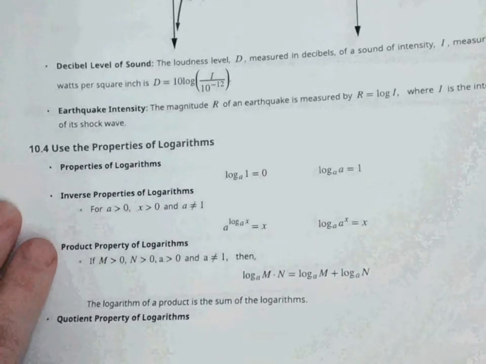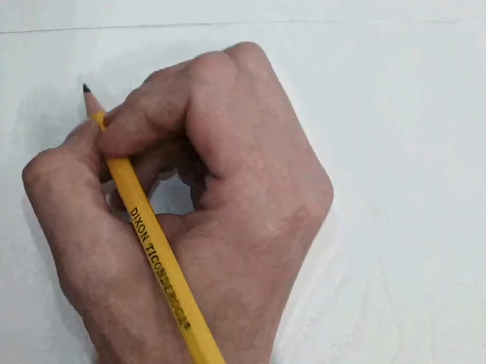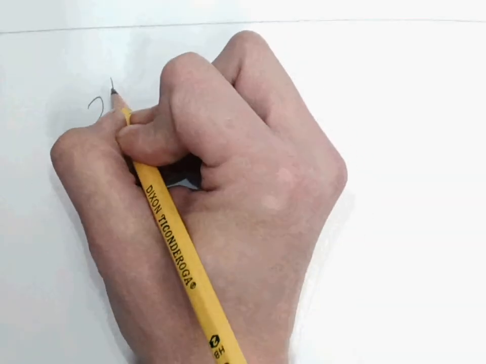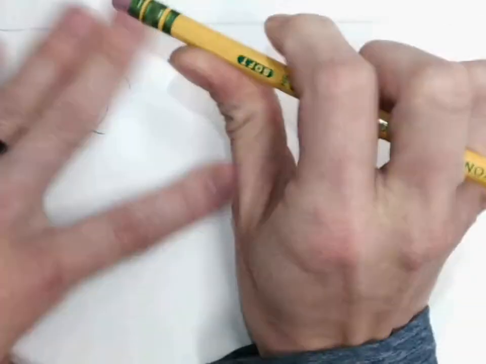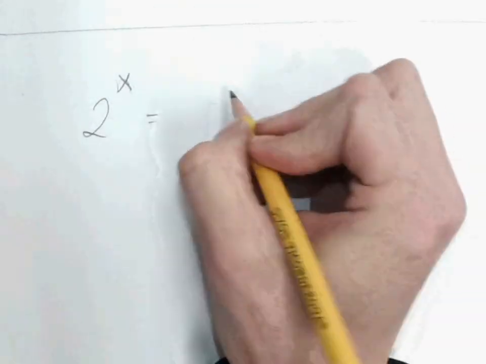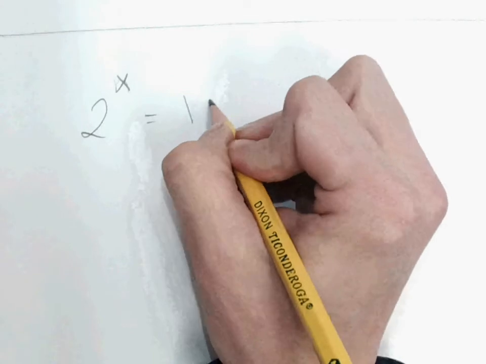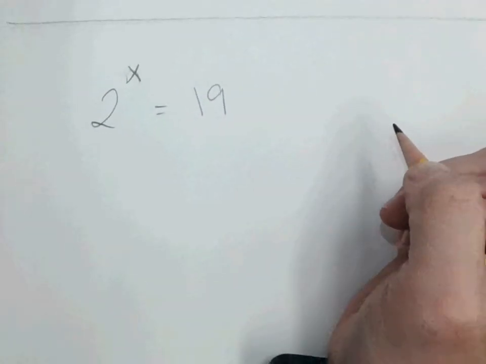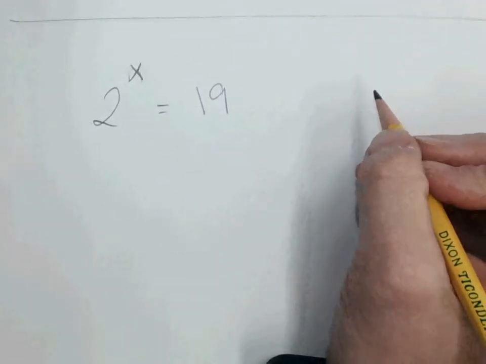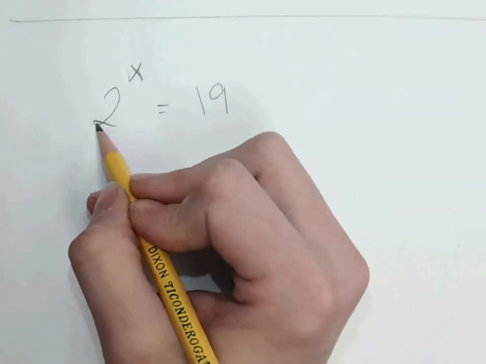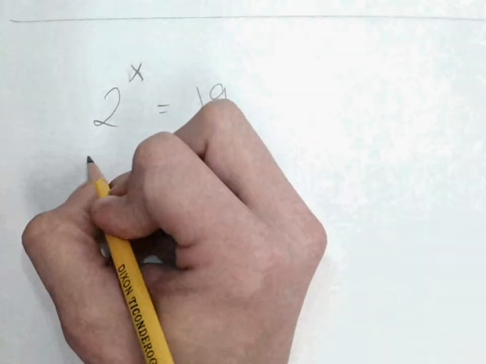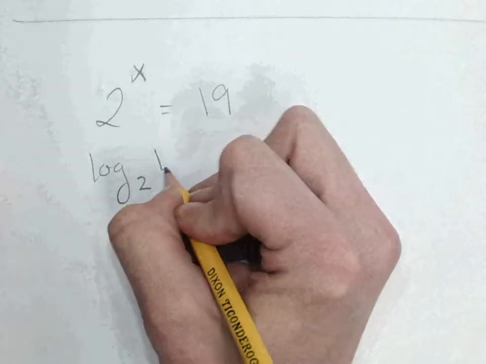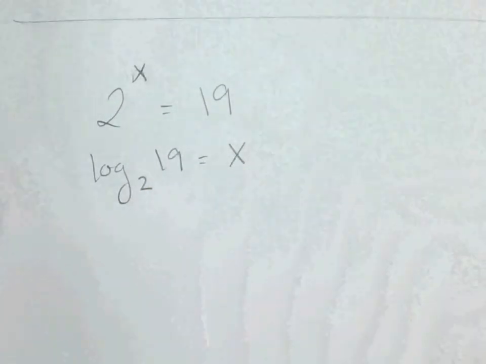We looked at being able to switch those things around. I don't have any examples of those right here, but I do want to look at that real quick. So if I've got 2 to the x is equal to 19, if I want to write that as a logarithm, I've got to start here and then work my way around. So log base 2 of 19 is equal to x, right?